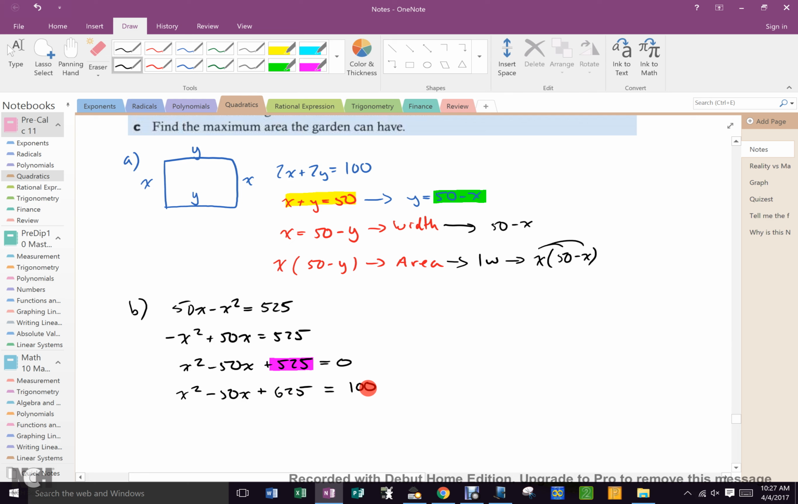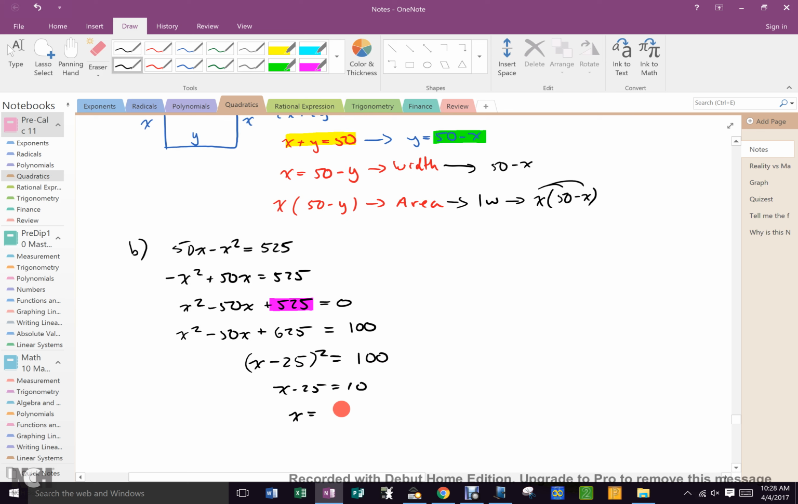Okay, what do I do with this now? Factor it to get what? X plus... it's always the thing you did here. X minus 25. Thank you, Lucas. And what does that have to equal? 100. Then I square root. X minus 25 equals 10.